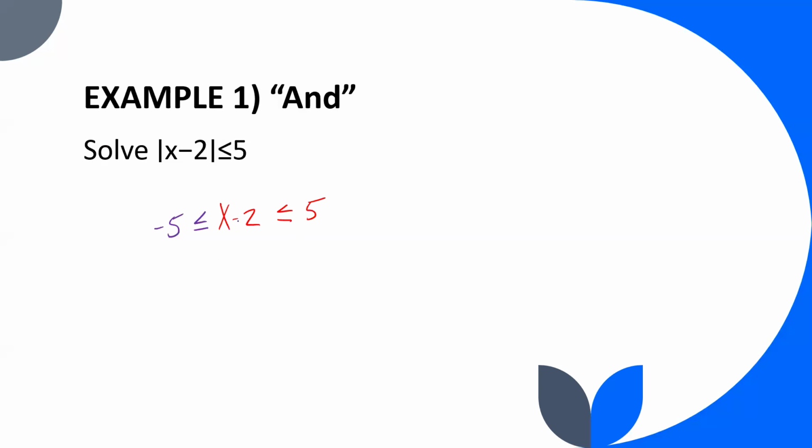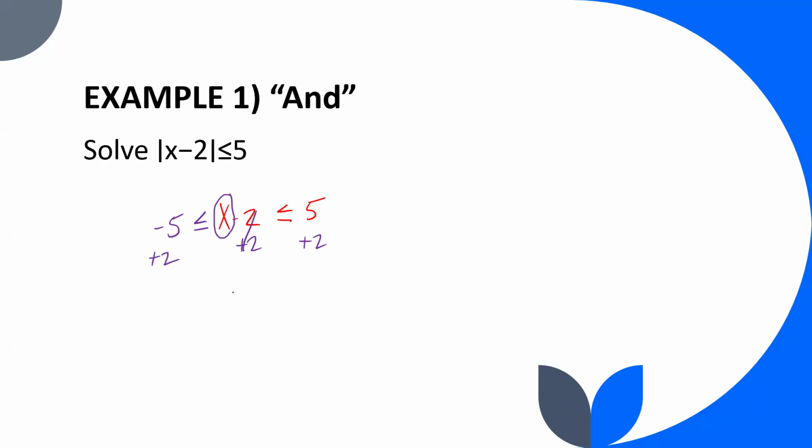And that's how you end up creating that joint. All right. And now you're just going to solve it from the inside. So whatever you need to do to get x by itself. So what do I need to do to get x by itself? I'm going to add 2. So what I do to the inside, I'm going to do to the right and to the left.